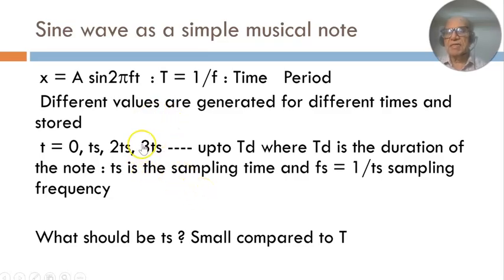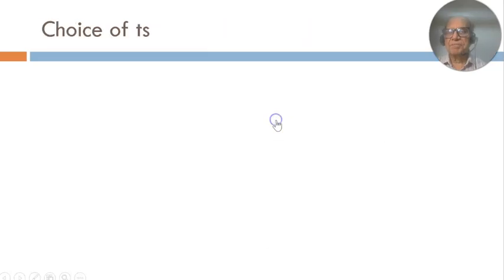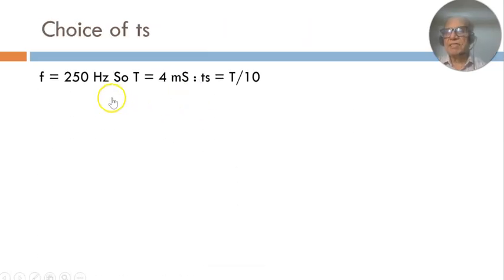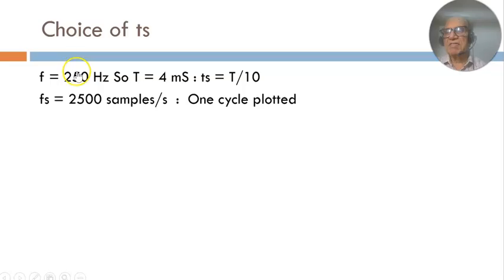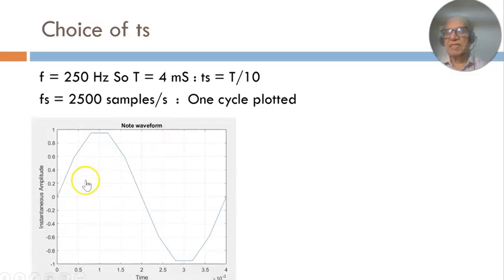First we assume that this sampling time ts is 10 times as small compared with t. Plot the sine wave and see how it looks. So, choice of ts. Let's assume f equal to 250 Hertz. In that case t is equal to 4 milliseconds and ts we assume is 1/10 of t. And since sampling frequency is the reciprocal of this, clearly sampling frequency is 10 times the frequency of the sine wave. With this, if we plot the sine wave, it looks something like this.